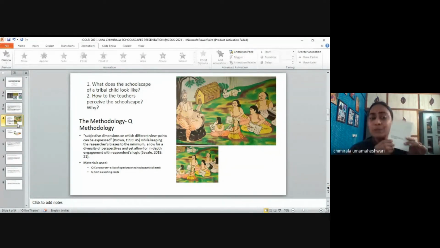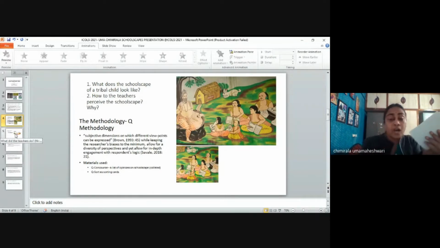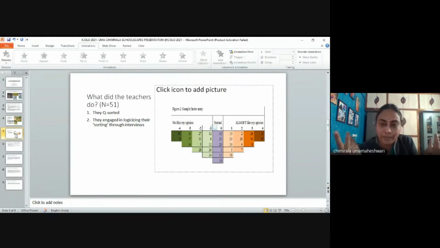So the Q concourse comes out of your literature reading itself. Once the Q concourse is ready, you move it into the form of Q sorting cards, like the card that I'm holding in my hand. This is a kind of sort that we create. Like the Q concourse that we made, we have 35 statements, so we have 35 cards, which are then given to the teachers. What do teachers do then? They Q sort. Each teacher is given a grid like the one that you see, and they are asked, this card says something. Do you agree with it?